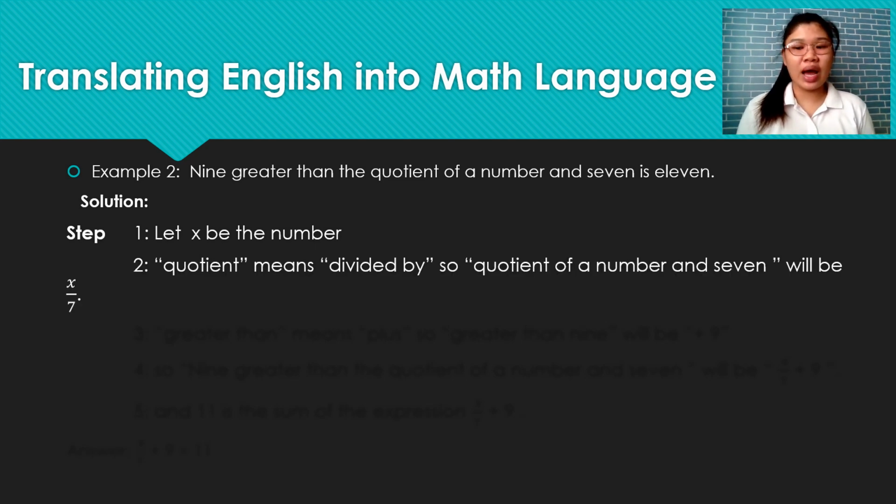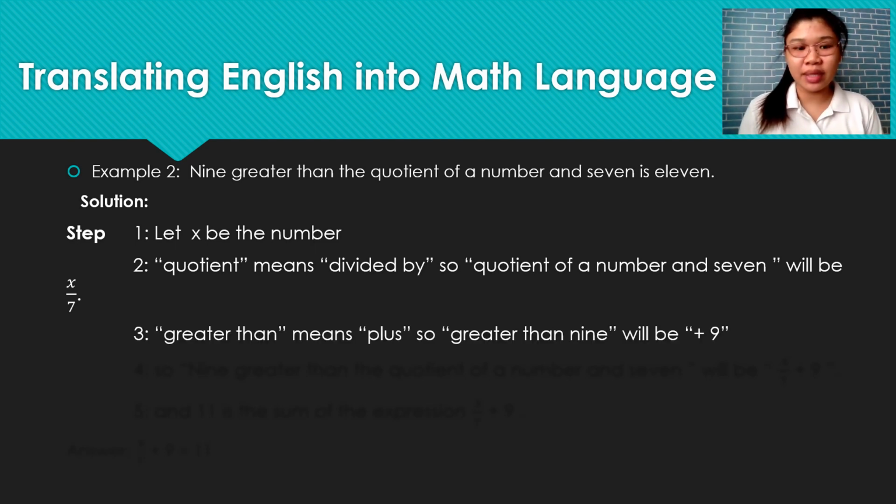So again, you have to read or comprehend the example. First, quotient means divided by. So the quotient of a number and 7 will be x over 7. In my case, if I want to use j, the quotient of the number j and 7 is j over 7. So next statement.